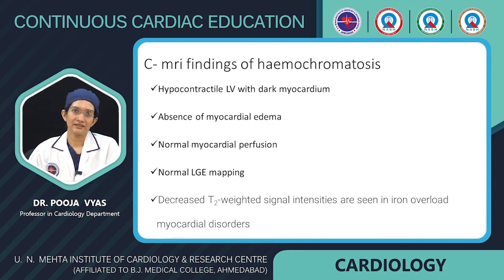Typical cardiac MRI findings in patients with hemochromatosis are a hypocontractile LV with dark myocardium. There will be absence of myocardial edema, normal myocardial perfusion, normal LGE, but there will be decreased T2 weighted signal intensities, which are seen in iron overload myocardial disorder. So decreased T2 weighted signal intensities are typical of hemochromatosis.